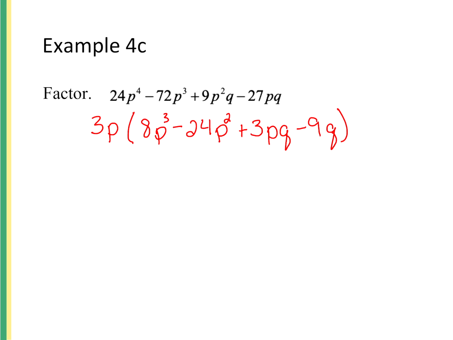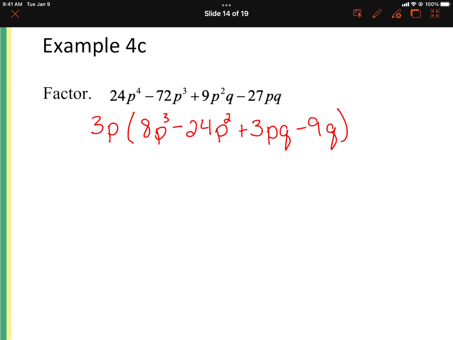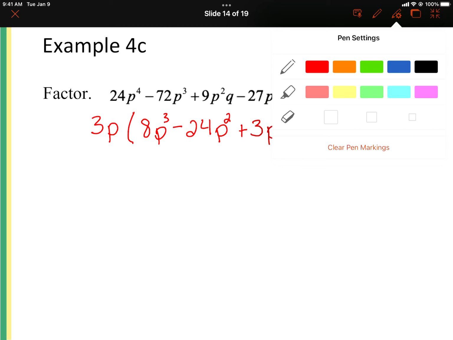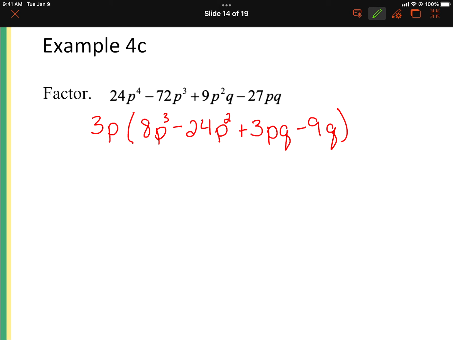Whoops, sorry. If you didn't take it out, like after you divide everything by 3p, there's still a common variable of 3? No, you're tripping. Oh, never mind. He was just teasing, seeing if we were paying attention.